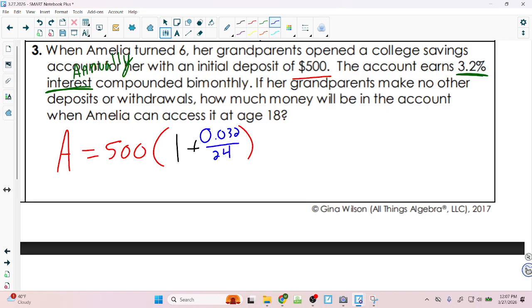Bi-monthly is 24 times, right? I think. I don't actually know, but I think that's what that means. Let's check. Let's see if Gina Wilson agrees with us. Okay. Bi-monthly. Let's check it out. Oh, where is this one? Number 3? Oh, thank you.